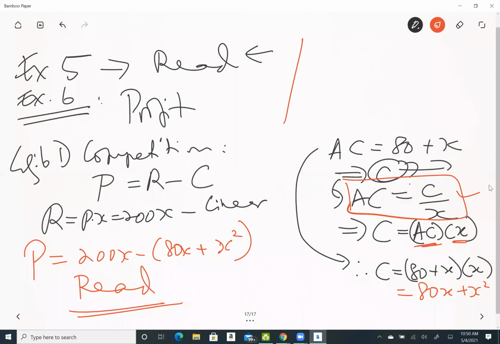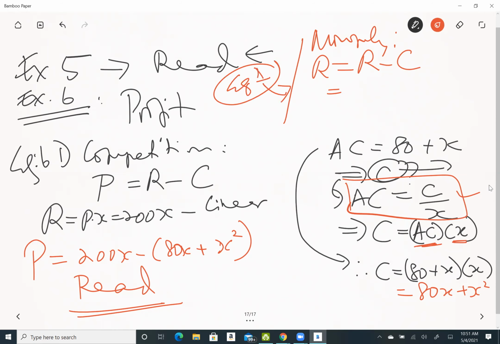Now in monopoly, the profit is still equal to revenue minus cost, everything the same. But now the price is a variable, okay? So go back to example number 1, you have the price given, which is the demand function, 16 minus 0.02x, you have the revenue equal to 16 minus 0.02x. So refer back to example number 1, okay?